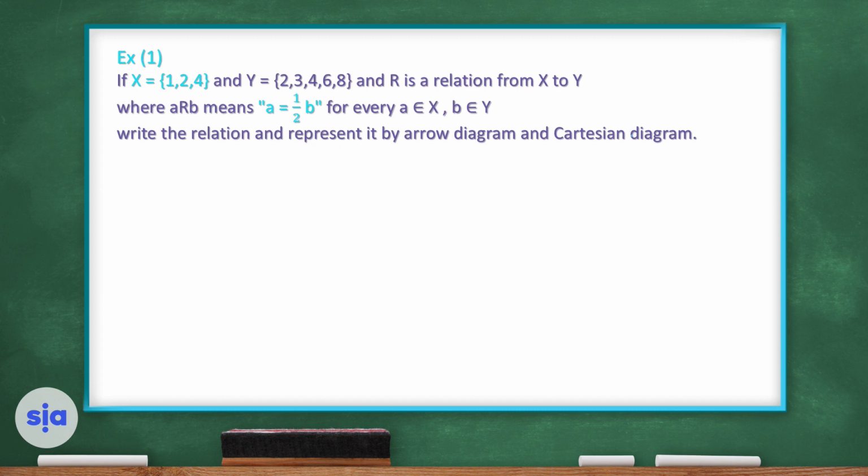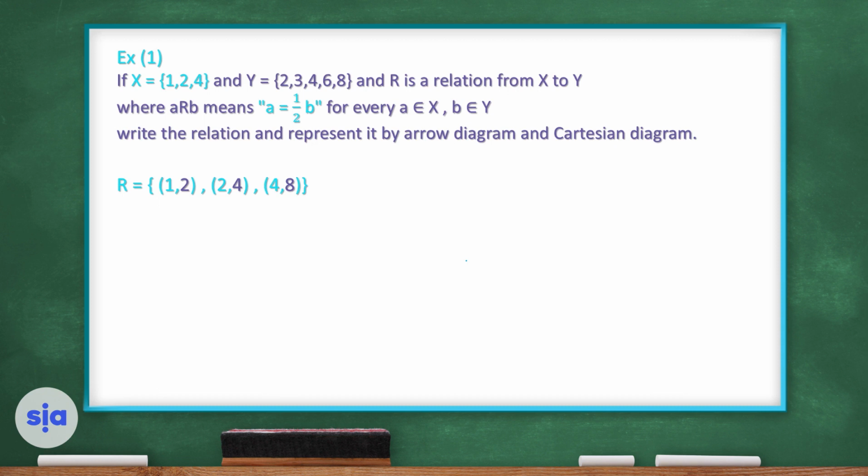Now we're going to check what are the elements in X that are equal to half the element in Y. If you check the 1, the 1 is half the 2. So the 1 in X is half the 2 in Y. The 2 in X is half the 4 in Y, where the 4 in X is half the 8 in Y. So here are the three ordered pairs that we have.